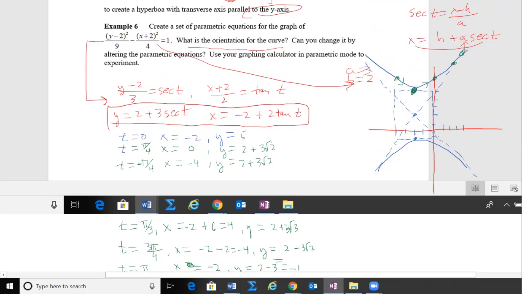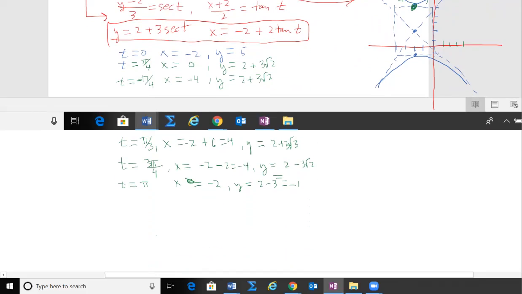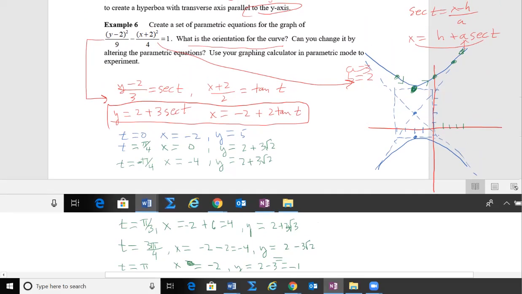Okay. Now the next one. At t equals 3 pi over 4, we get x is negative 4 and y is 2 minus 3 root 2. Okay, so x is negative 4, it's over here, and the y is someplace down here. Okay, that's 2 minus 3 root 2. So it's a negative number over here someplace. Okay.